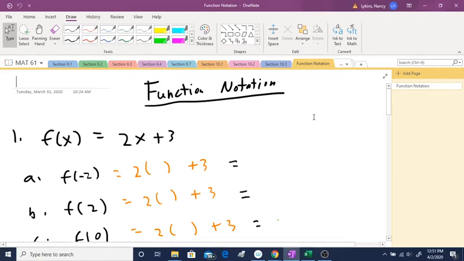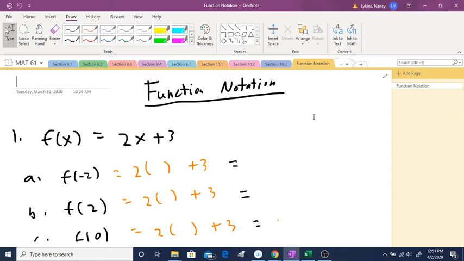Okay, welcome back. Today we're going to talk about function notation. So, as you can see in this first example, f(x), what f is, it's a function. This x is the variable. So as you can see, f of x equals 2x plus 3. So whatever's in parentheses is your variable, and it should be in your equation.